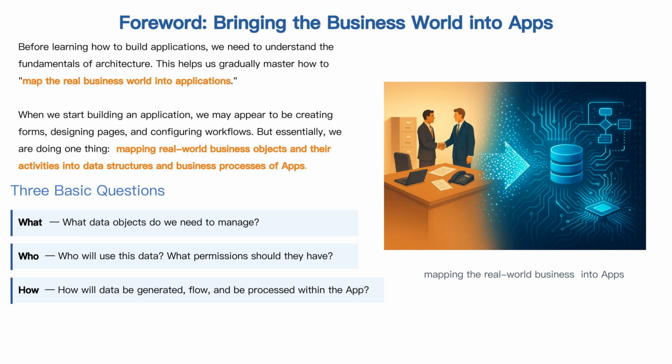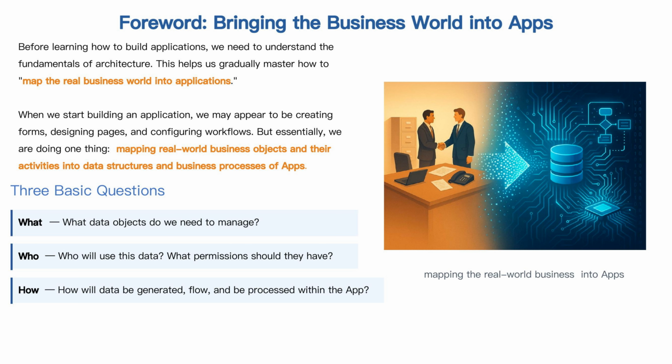To achieve this, we need to focus on three core questions. First question, what data objects do we need to manage? For example, customer information and order records in our business are all part of the data objects. Second question, who will use this data? What permissions should they have? Different roles and responsibilities mean different data access permissions. For example, salespeople may only need to view their own customers, while managers need to view company-wide data.